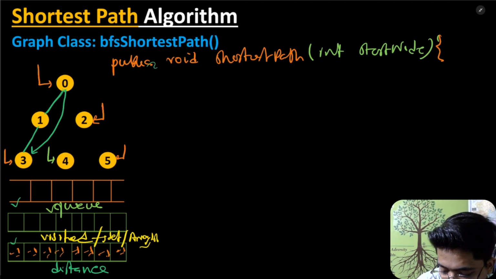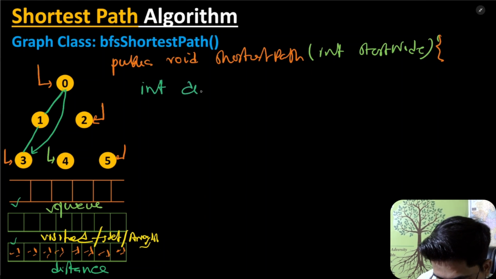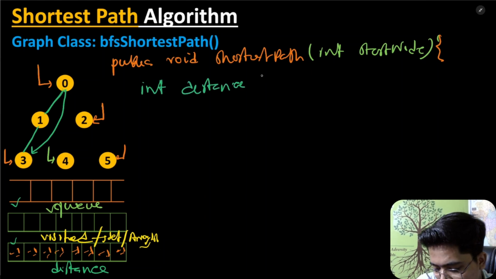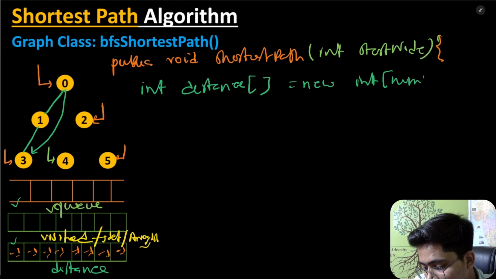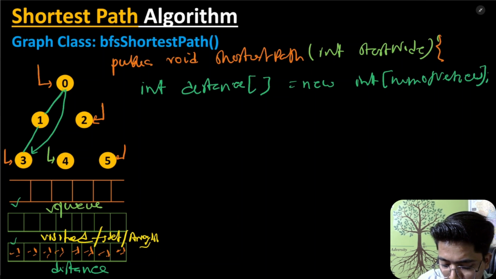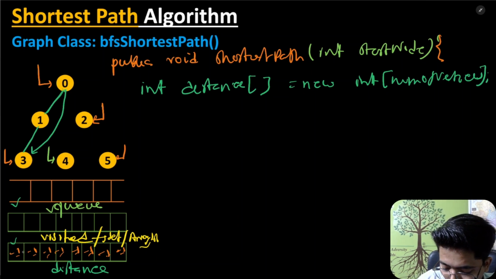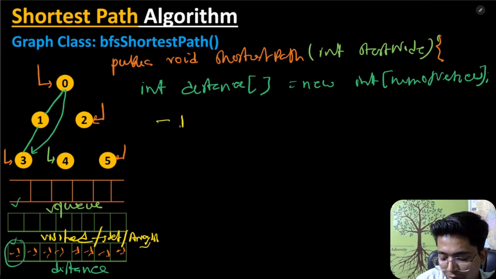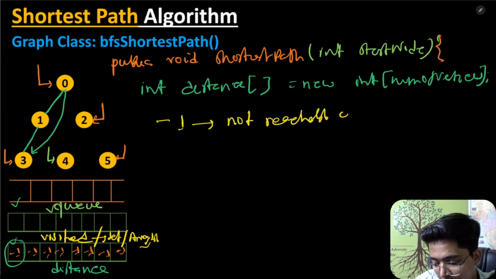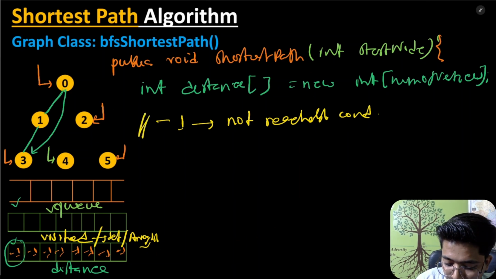So integer distance, this is the array, new integer, and we'll be creating it up to the number of vertices. So we have created a distance array. Now we'll be filling the entire distance array with -1. We'll be filling with -1 to represent the not reachable condition. So now let's fill it.